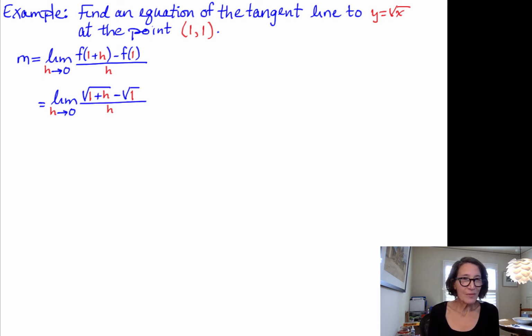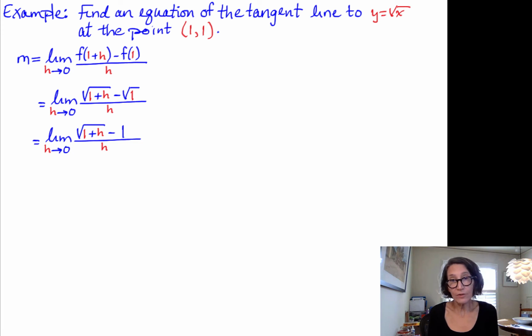All right, we can simplify it a little bit. The square root of 1 is just 1, so the square root of 1 plus h minus 1 over h. We can't plug in h equals 0 because once again, we get a 0 in the denominator and a 0 in the numerator. We've got to do something algebraically. The trick here when we have a radical function like this is to multiply and divide by the radical conjugate.